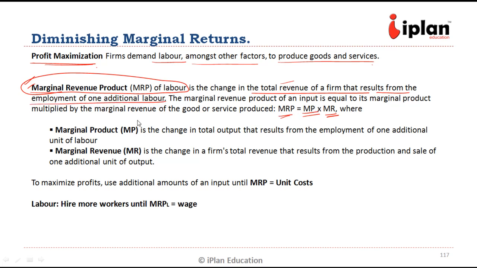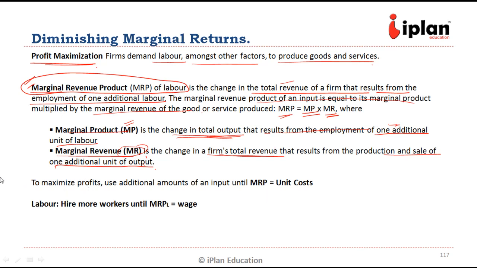The first component, marginal product, says if we are hiring one additional unit of labor, what extra we are producing. So what is the change in output resulting from the employment of one additional labor. And marginal revenue says what is the change in total revenue when we are selling one extra unit of output. So if we are selling one extra unit, this is the revenue we are getting. If we are hiring one extra labor, this is the production we are getting. And when we multiply these two, we get the marginal revenue product. So the marginal revenue product of input equals the marginal product multiplied by marginal revenue.